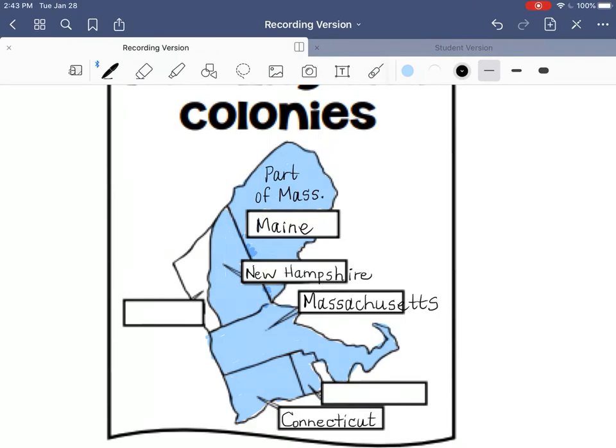And then the one right beside it is Rhode. Remember, this is not like a road you drive on. Rhode Island. And those, my friends, are the New England colonies. Let's go ahead and label the state of Vermont, but we're not going to color it because it was not an original colony. Only the blue areas were the originals.